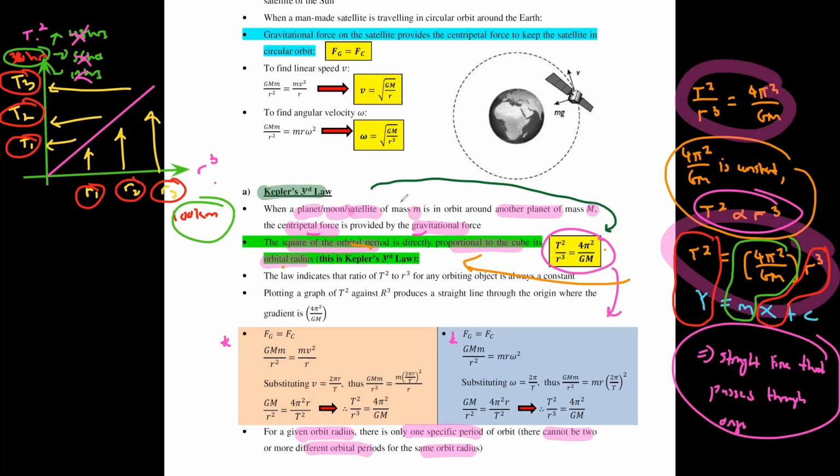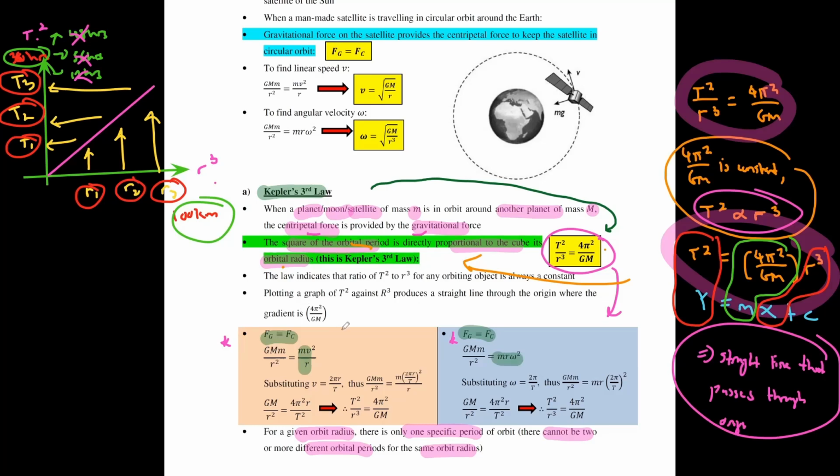Now, another thing that I should probably mention to you is how you can derive the equation. For the equation, T squared over r cubed equals 4 pi squared over GM, there are two different ways to derive it. You can use either one, but the way it was derived in the first place is the same. They all come from Fg equals Fc. The only difference is the Fc that you use: either mv squared over r, or mr omega squared.